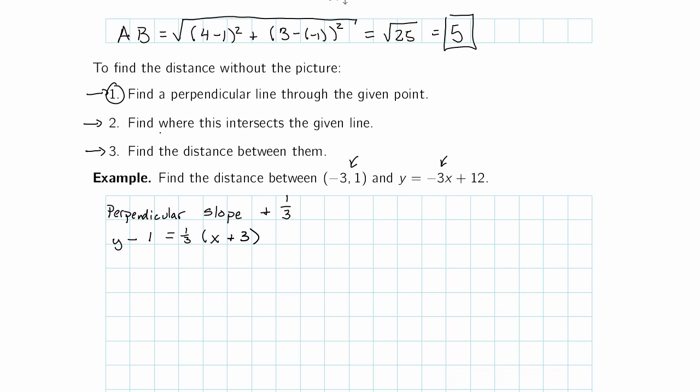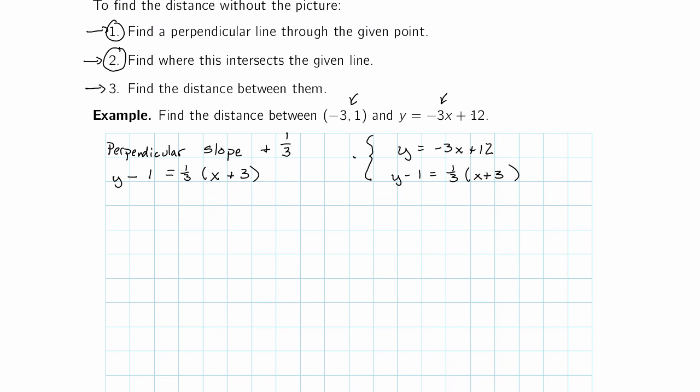Okay, now to find where those two lines intersect, I have a system. Y equals -3x plus 12. Y minus 1 equals 1/3 times x plus 3. I know how to solve that system. I could use substitution or elimination. Since my first equation is already solved for y, I'm going to choose substitution.